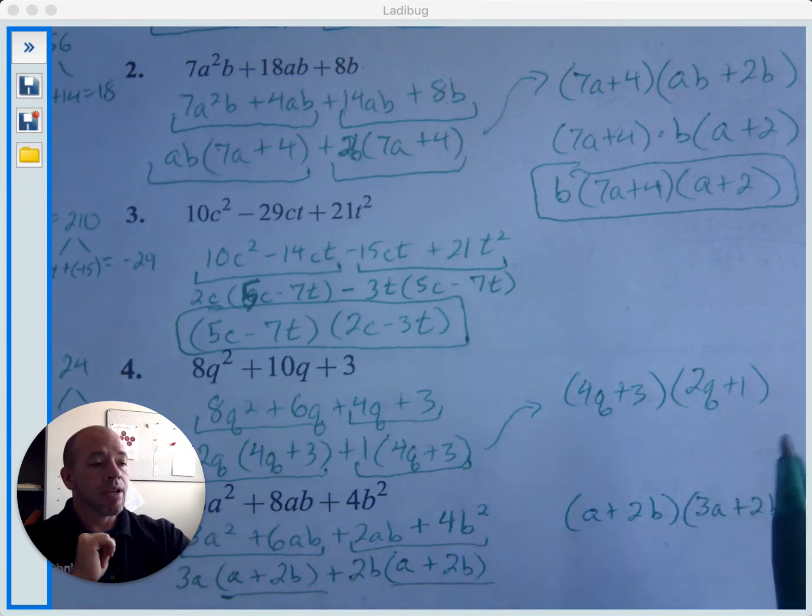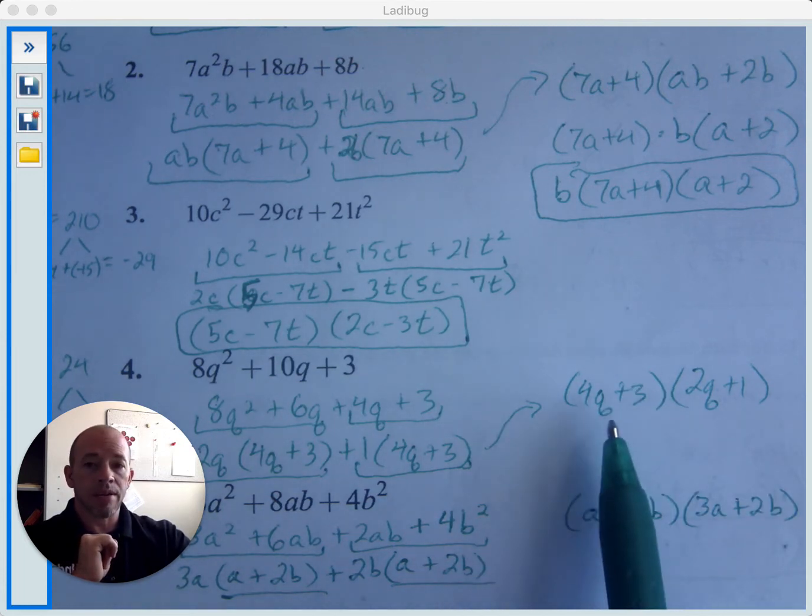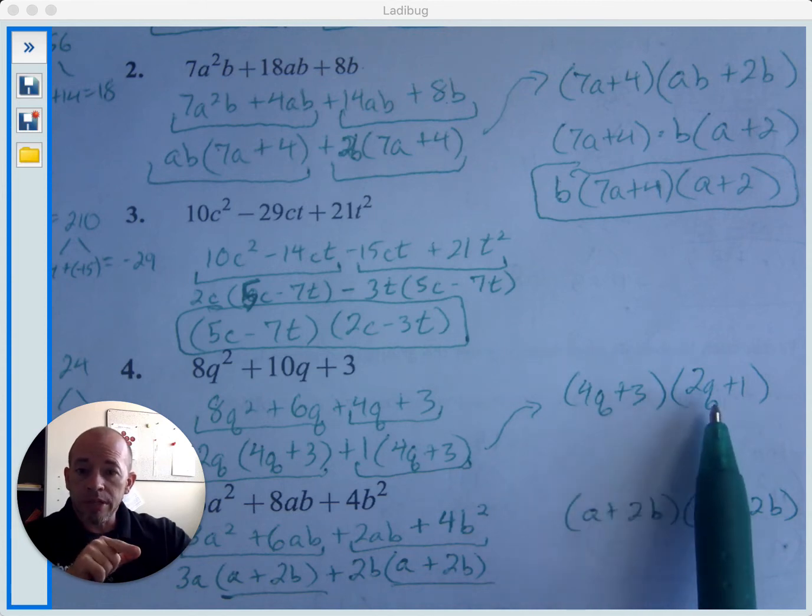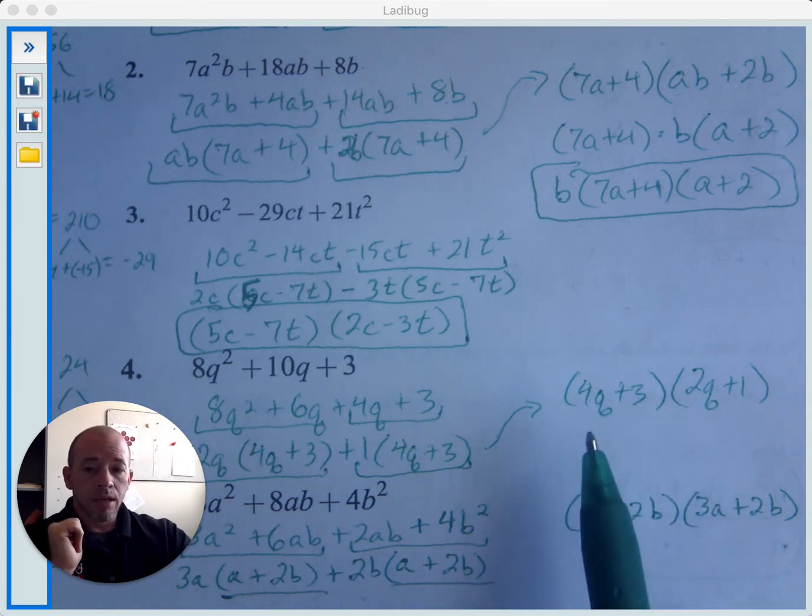I see a lot of people have an answer like, on this one, they might have an answer like 4q plus 1 times 2q plus 3, but that wouldn't actually work. But they don't check it, and so they assume it's correct, and it's not.